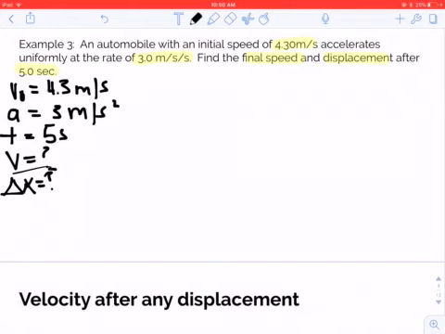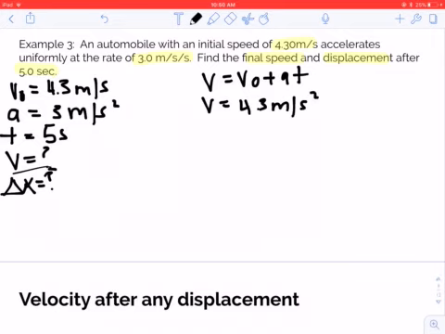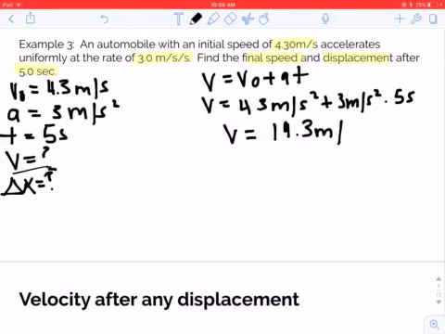We want to find our final speed and our displacement. So first, we're looking for final speed. We can use equation 1, as we have been in the previous 2 examples, to find that final speed. We plug in what we know and leave what we don't know as a variable. We get that the final velocity of our car is 19.3 meters per second. Okay, so speeding up in the positive direction.